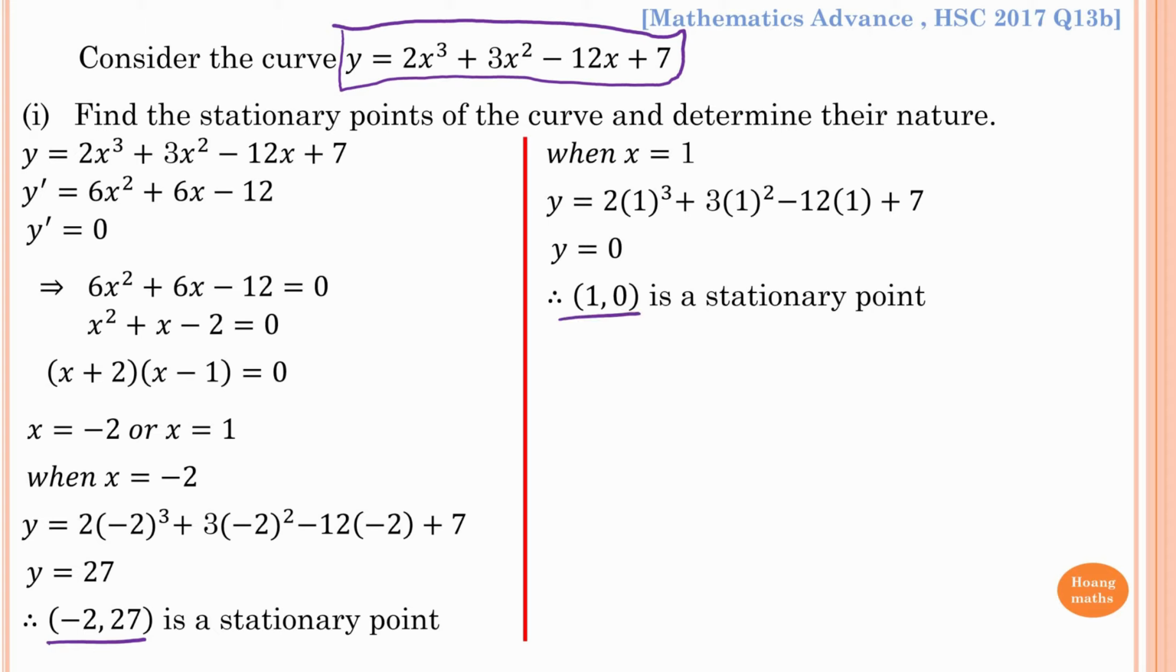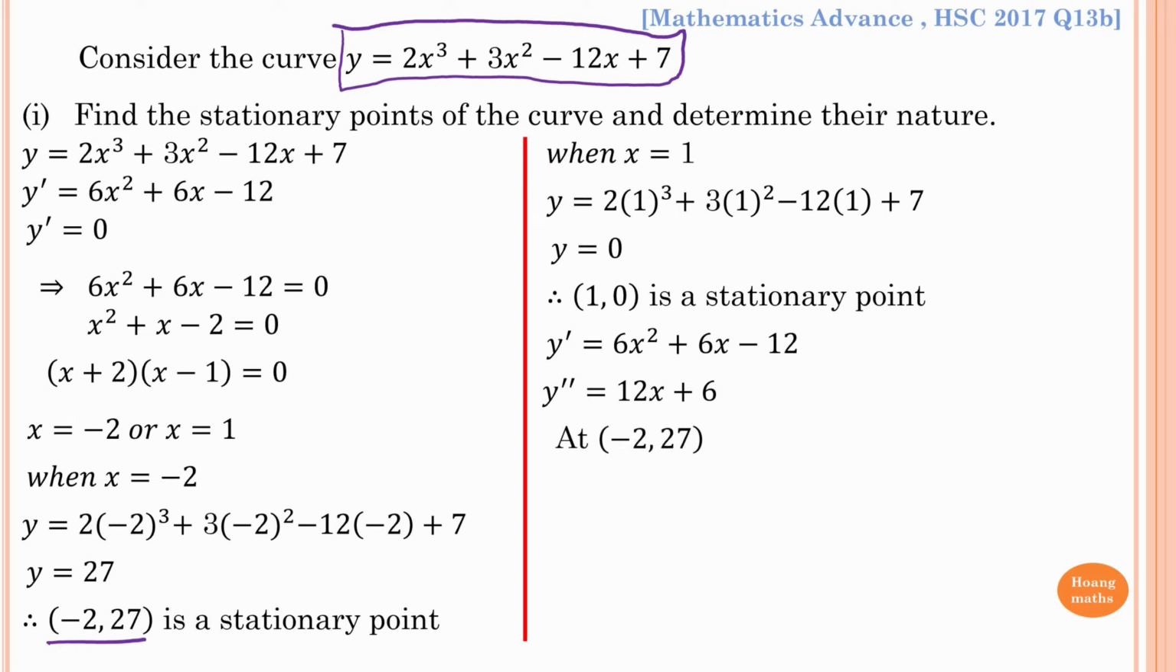Now to find out whether each is a maximum or minimum, we have to test it by finding the second derivative. We know that y dash is this. To differentiate, y double dash is equal to: the 2 brings down, so 2 times 6 is 12, 12x. Plus the 1 brings down, so 1 times 6 is 6, and x to the power of 0 is 1, so we just leave it as 6. Then differentiating 12 gives 0. So y double dash is 12x plus 6.